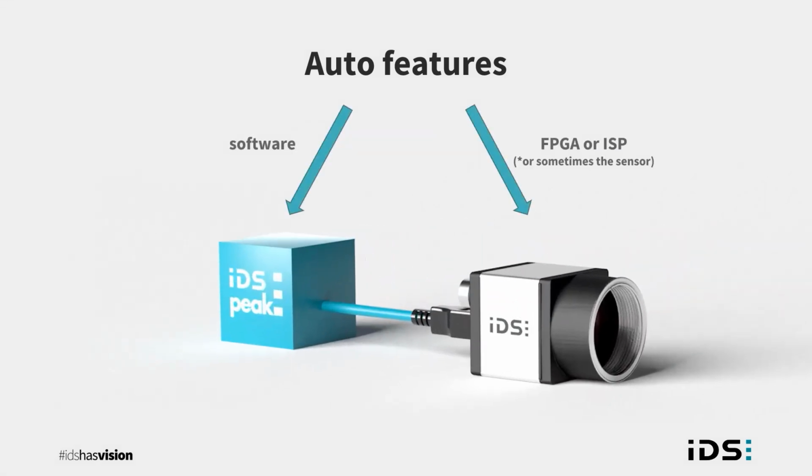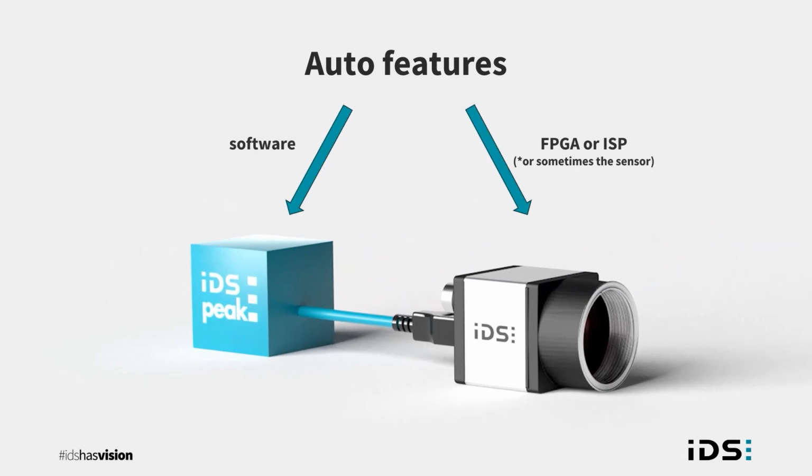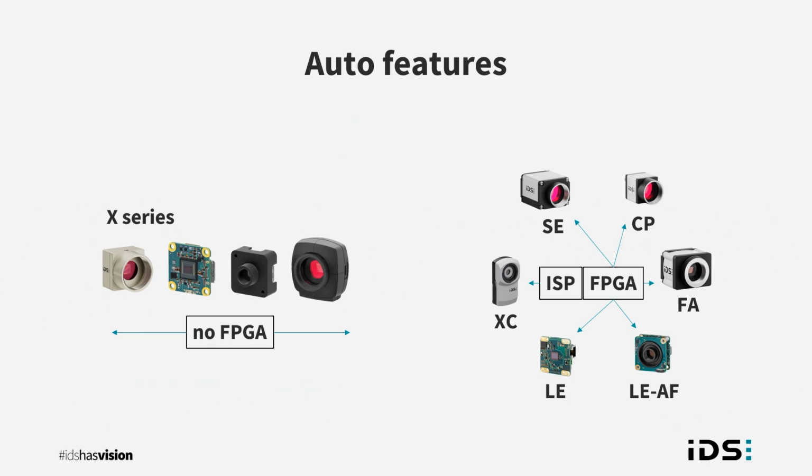The auto features are performed either on camera using the camera FPGA or ISP, or in software using the peak libraries or external third-party or custom libraries. Cameras from the X series do not have an FPGA, so any auto features are run in software, whereas the CP, FA, LE and SEs are all equipped with an FPGA and the XC with an ISP. So some or all of these auto features can run directly on the camera, or we can still choose to use the software-based processing.